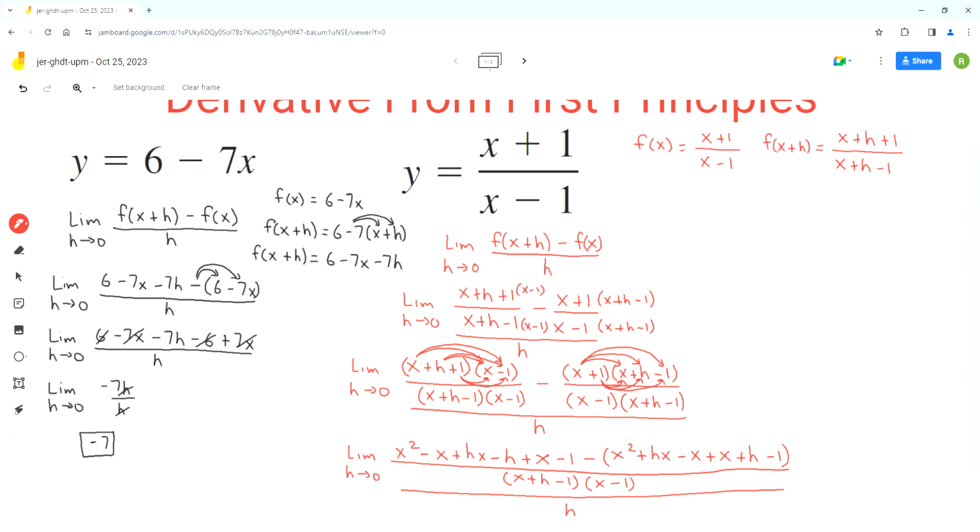Now we can simplify the expression in the numerator. So in the numerator, the negative x and positive x will cancel each other. Similarly, in the parentheses, the negative x and positive x will cancel each other out. So now we can rewrite the expression here. So limit h approaches 0. So we get x squared plus hx minus h minus 1. And now we can also distribute this negative sign into the parentheses. So that will change the sign of all terms in the parentheses.